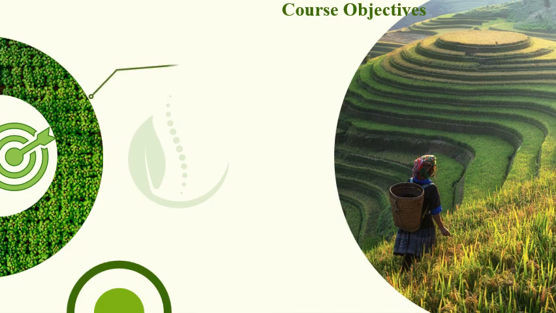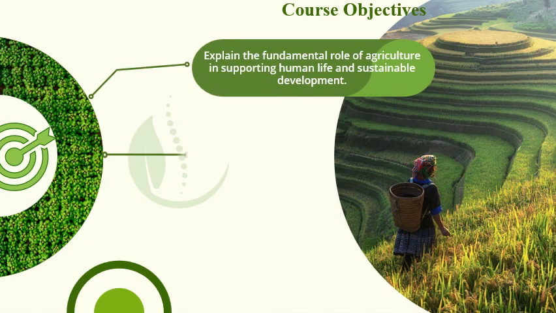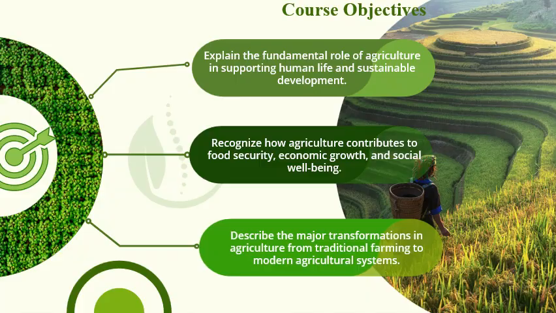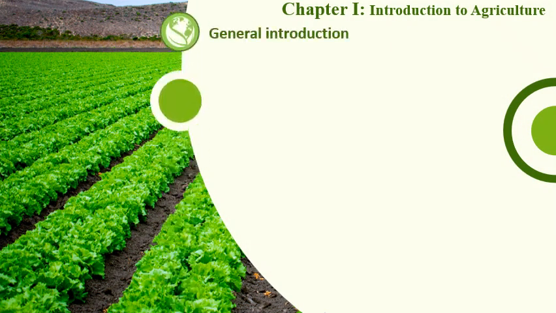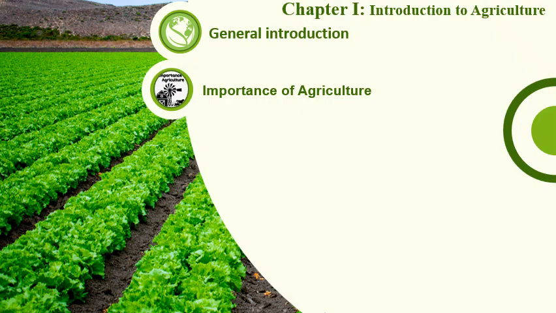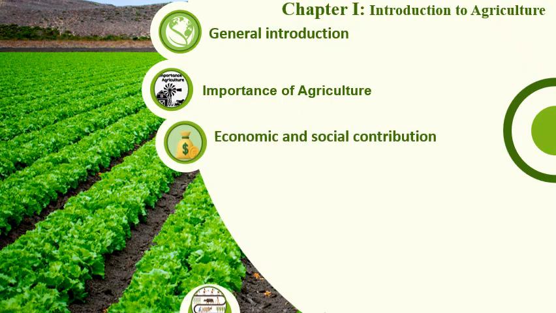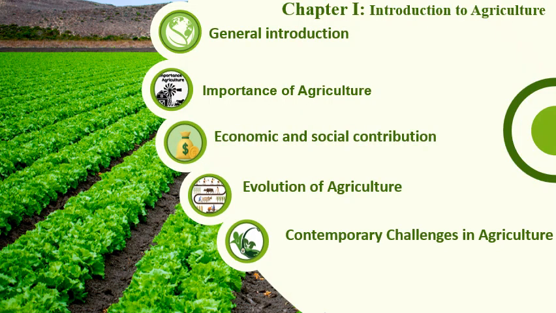In this chapter, we have three main objectives. We will discover the importance of agriculture, its contribution to human life and development, and the way it has evolved from traditional farming to modern agriculture systems. This chapter is organized into six main parts. We will begin with a general introduction, then we will discuss the importance of agriculture and its economic and social contribution. After that, we will look at the evolution of agriculture, examine contemporary challenges, and finish with a short conclusion.